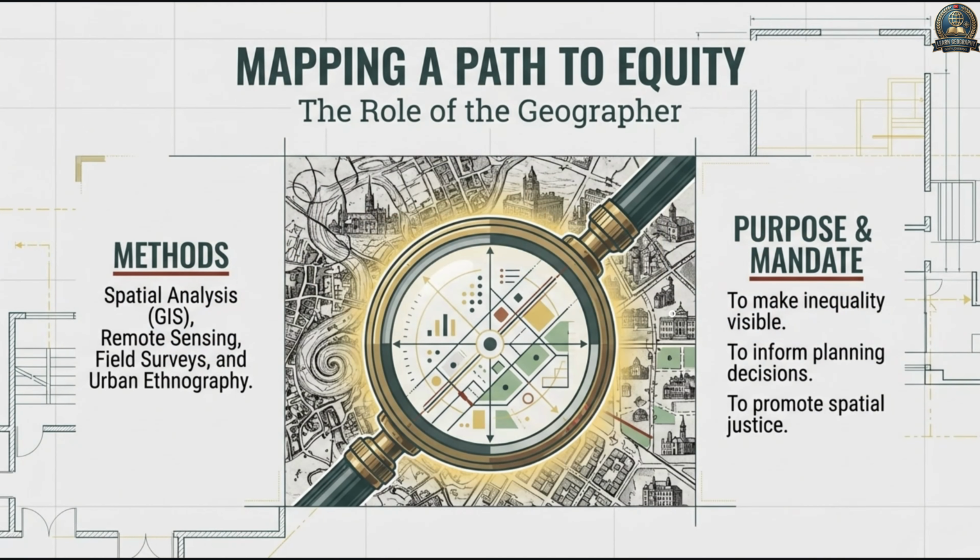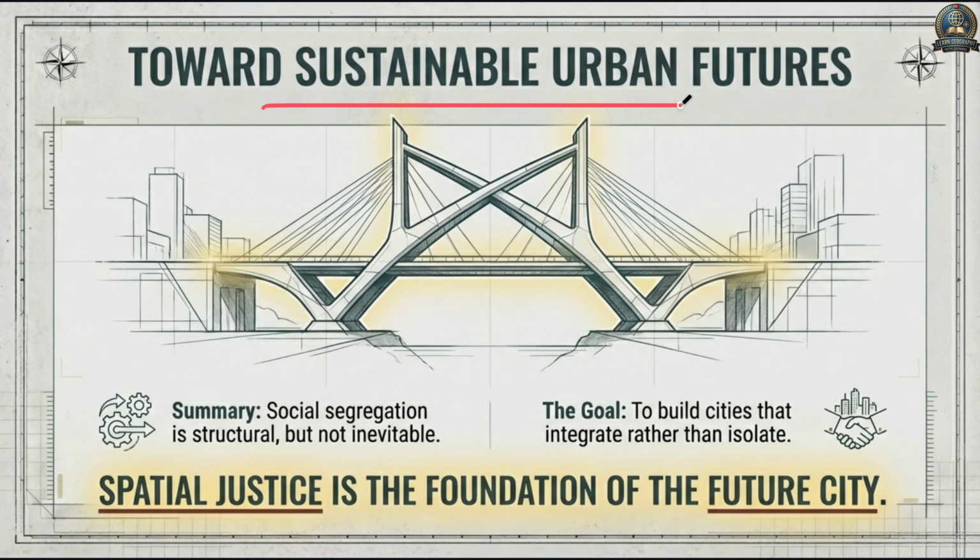Then mapping the path to equity, the role of the geographer. Methods: spatial analysis, for example GIS, remote sensing, field surveys, and urban ethnography. Purpose and mandate: to make inequality visible, to inform planning decisions, to promote spatial justice. Towards sustainable urban futures, summary: social segregation is structural but not inevitable. The goal is to build cities that integrate rather than isolate. Spatial justice is the foundation of the future city.